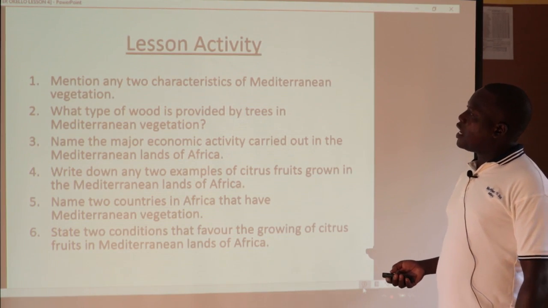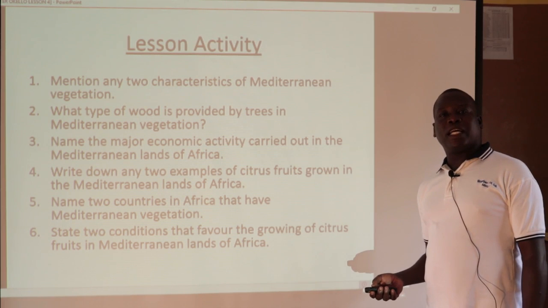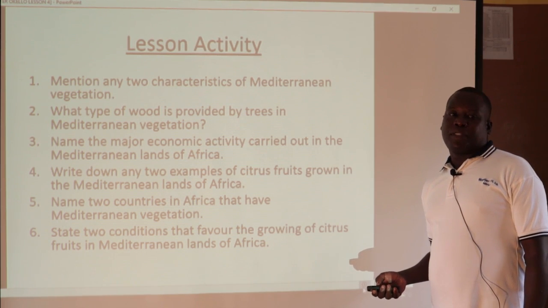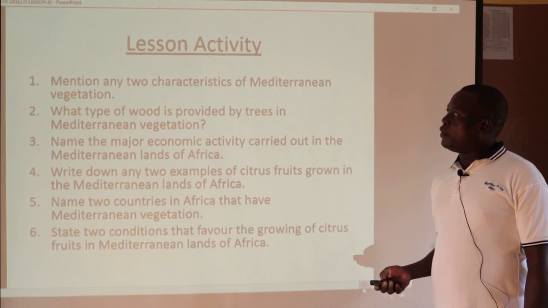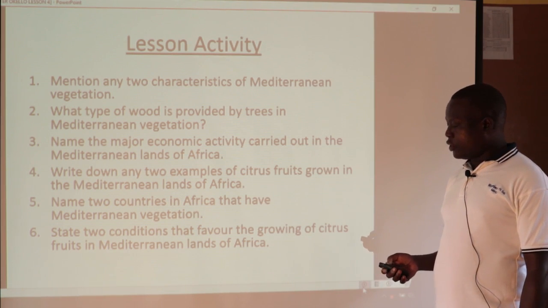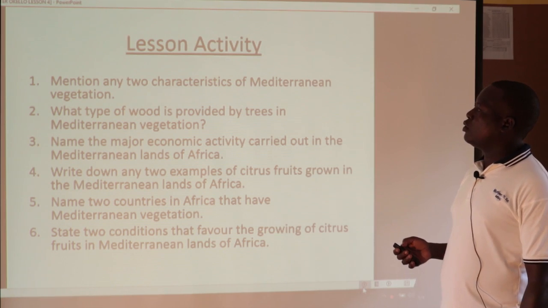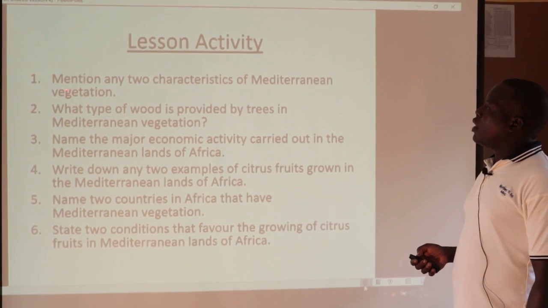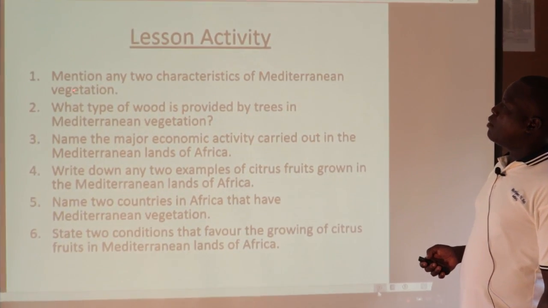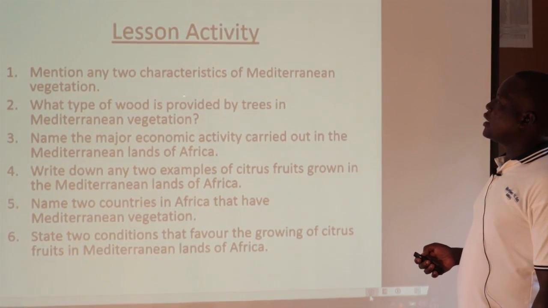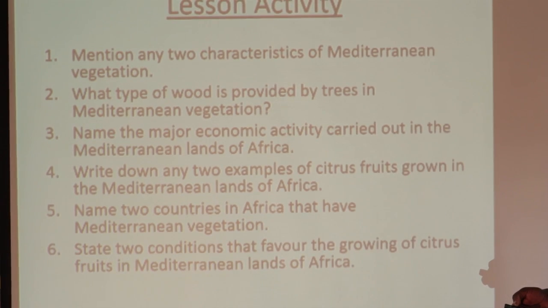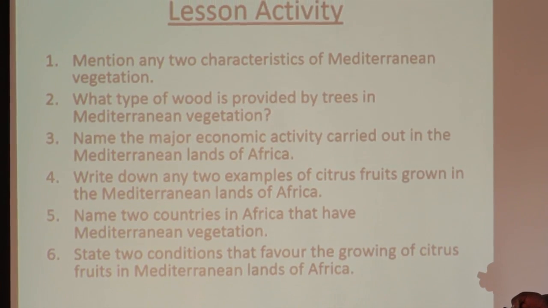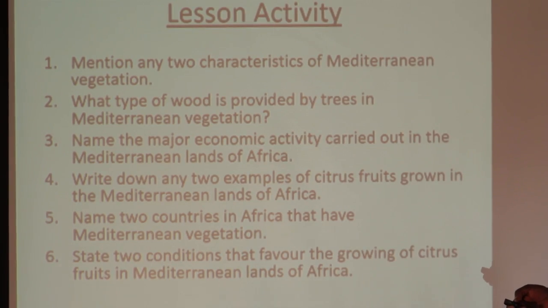Here we have got some questions for you that I would like you to go and, following the notes that I have given you, you will be able to answer these questions. I can go through them with you. Question number 1, or lesson activity number 1 says, mention any 2 characteristics of Mediterranean vegetation. We have already looked at the characteristics. You go and pick from our notes.